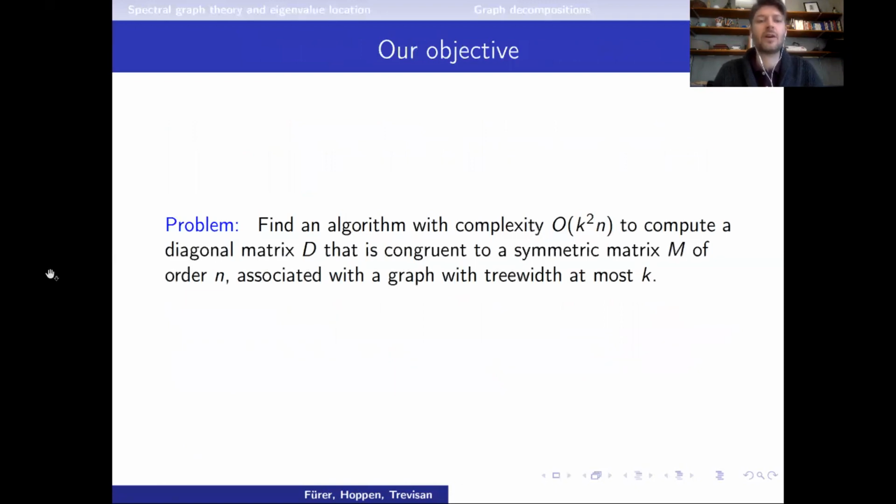So here, we'll find an algorithm with complexity order k squared n to compute a diagonal matrix that is congruent to a symmetric matrix M of order n associated with a graph with treewidth at most k. So it will be similar to the algorithm I described for Gaussian elimination, but we'll have to operate on rows and columns to keep congruent, and we'll be able to deal with the zero elements in the diagonal.